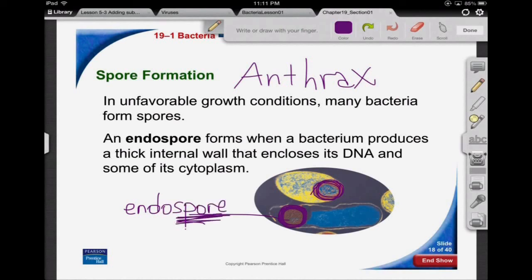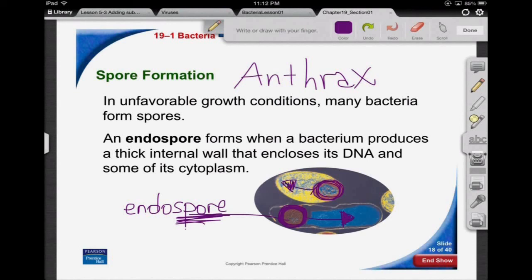It will lie dormant in the soil for extreme amounts of time until, well, I don't know, it's moist and wonderful and there are food sources back again, and then it will reverse course and grow back out into the full anthrax critter, the full bacterium, once again, and take advantage of the environment.